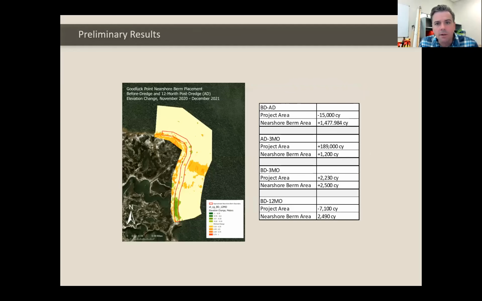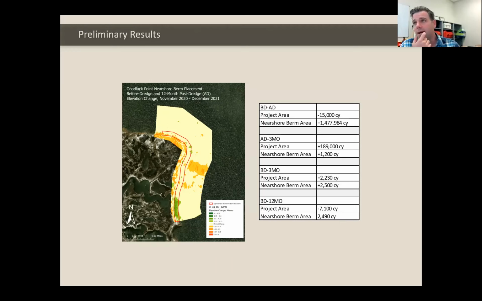So our preliminary results regarding the placement of the material: our original monitoring effort included surveys before the placement, immediately following the placement in January 2021, and then 3 month, 6 month, 12 month, and then we have one more coming up in April.